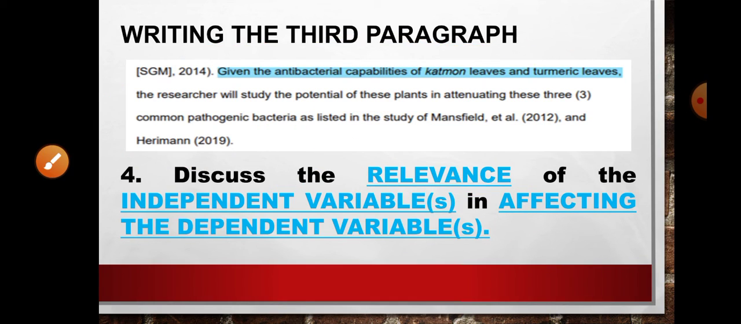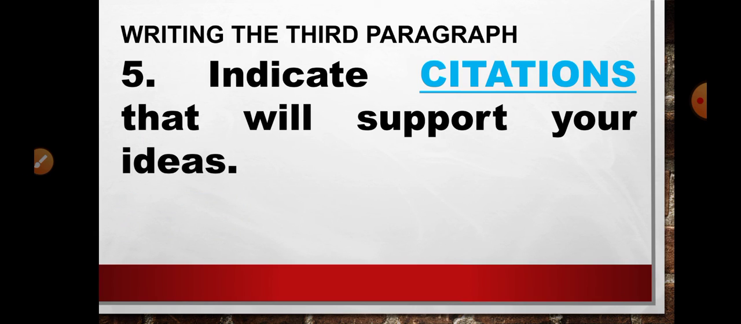And finally, of course, your third paragraph is not complete, or not valid, if it has no citations. So you must indicate citations in your third paragraph. And that concludes, class, the discussion regarding how you can write the third paragraph of your background of the study.